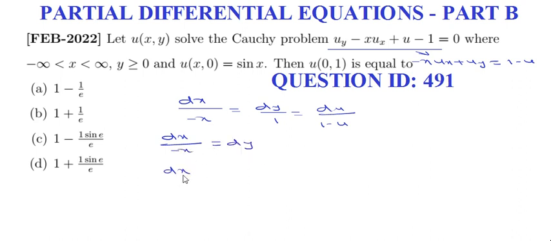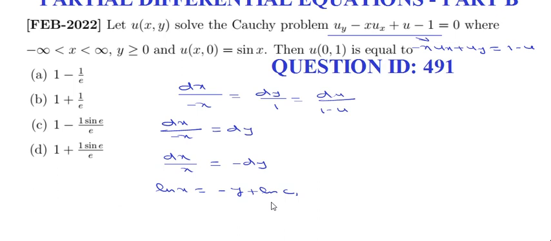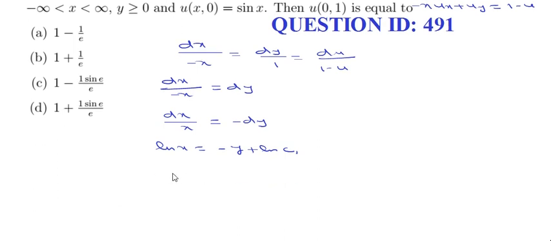Therefore dx by x equal to minus dy. When we solve, we get log x equal to minus y plus log c1. Therefore x is equal to e power minus y into c1, that is c1 e power minus y. Therefore x e power y equal to c. So this is one function. Similarly we need to find the other function, and for that we will take the first and last.